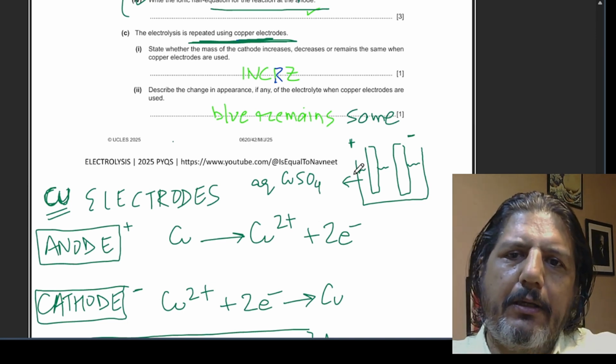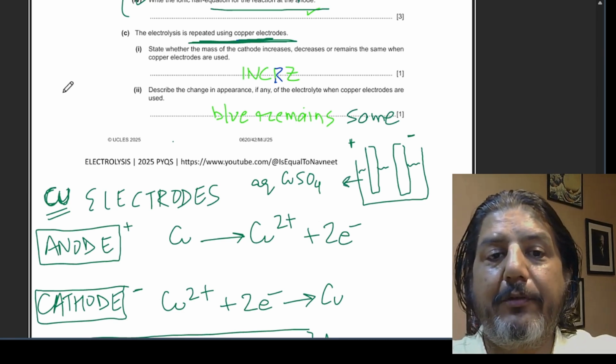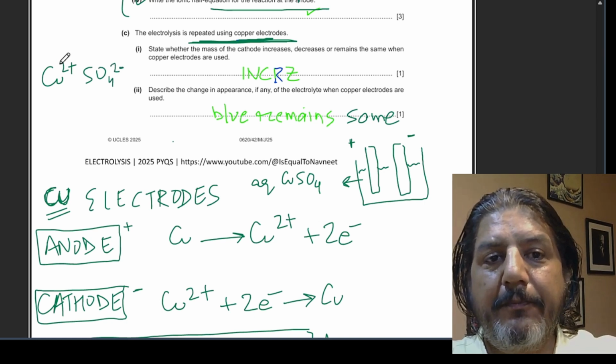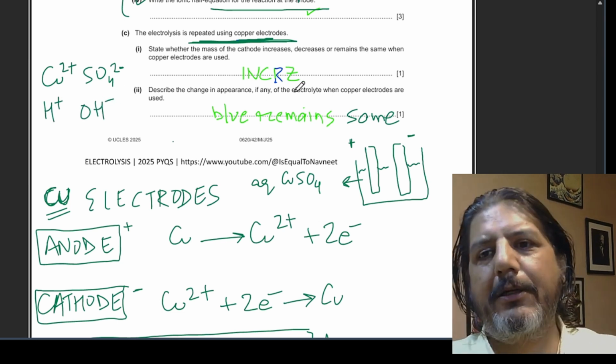Now, what are the ions we'll be having? We'll have ions like Cu2+ and SO4 2-. These will be coming from copper sulfate. We will also be having H+ and OH-. This will be due to the aqueous part.